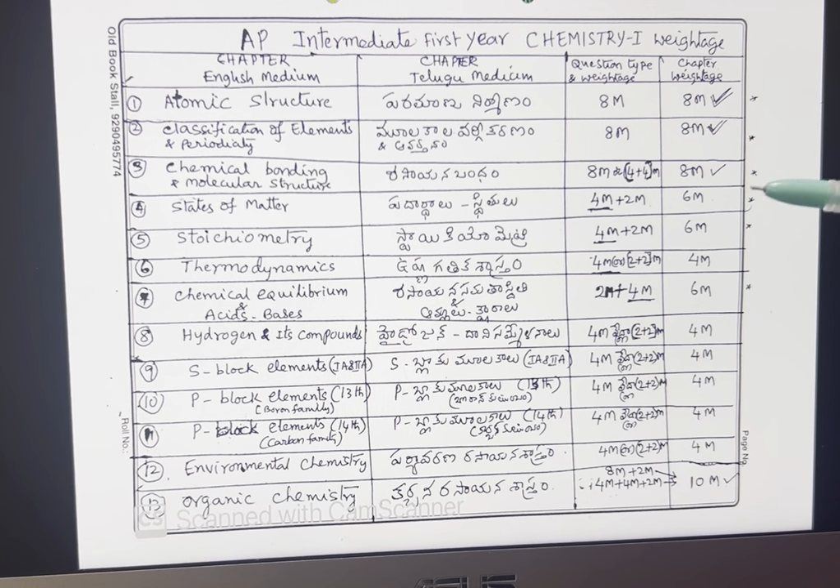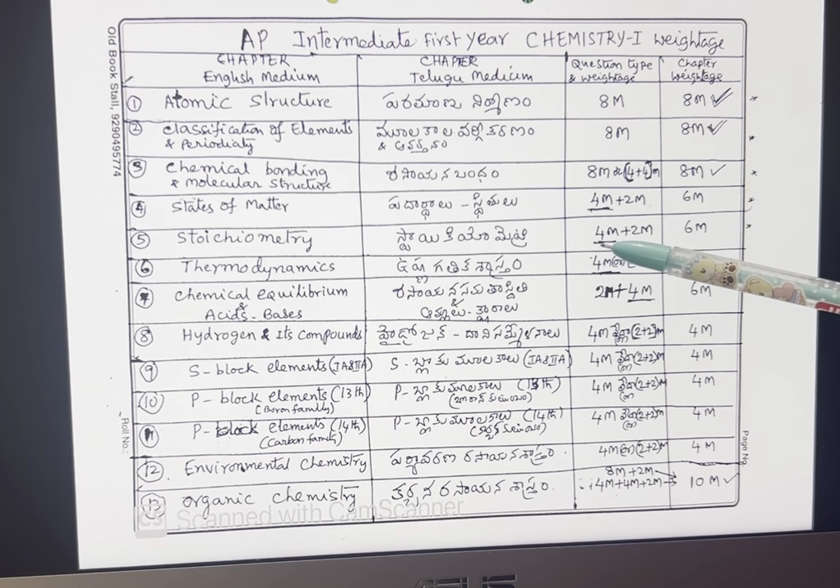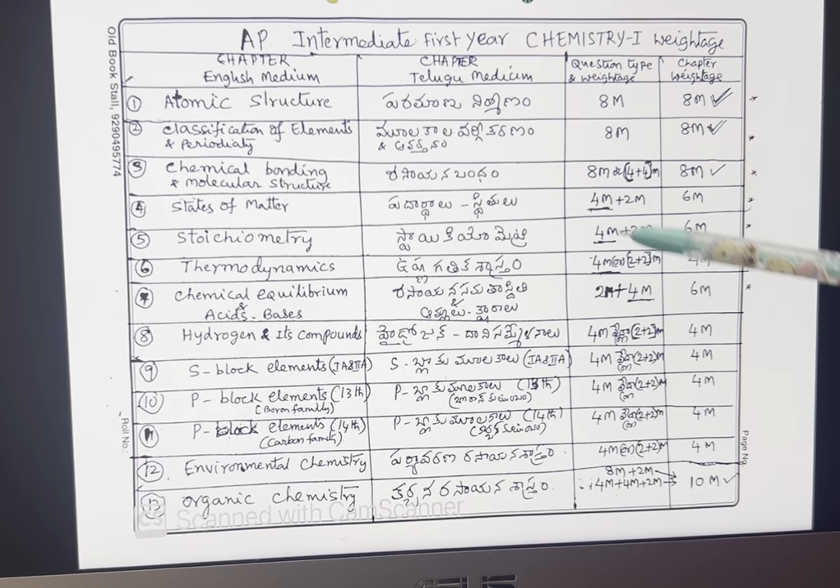Similarly, let us see the 4 marks questions. From the 6 marks weightage chapters, you will definitely get 4 marks questions. That is states of matter, stoichiometry and chemical equilibrium. From these 3 chapters you will definitely get 4 marks questions. In addition, you will get 2 marks questions also.